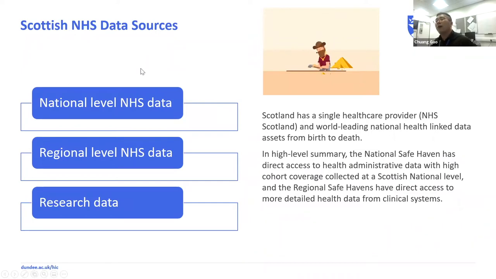In Scotland, we are quite fortunate because we have a single healthcare provider and we have world-leading national health-linked data sets from birth to death. As you can see here, those data are really gold, and we are trying to help the researcher dig in the gold in a much safer and more secure way, both for the researcher and for the patient. In Scotland, we have national level NHS data, regional level NHS data, and research data. In the next slides, I will talk about them one by one.